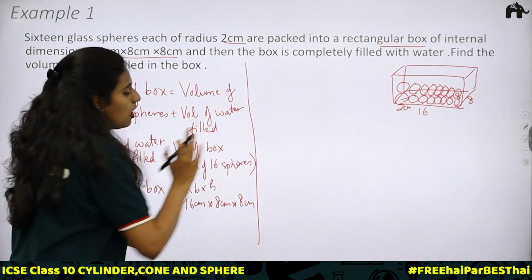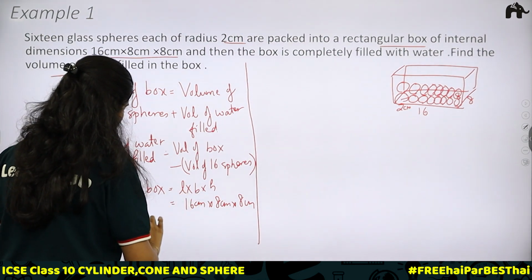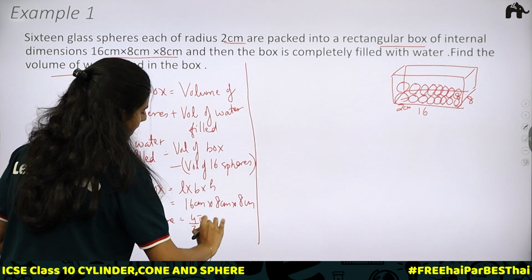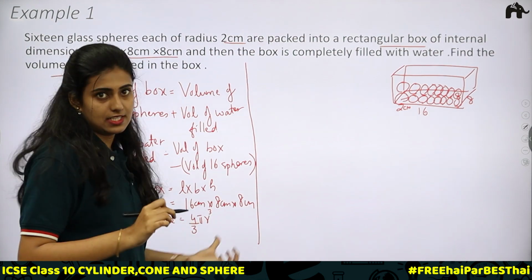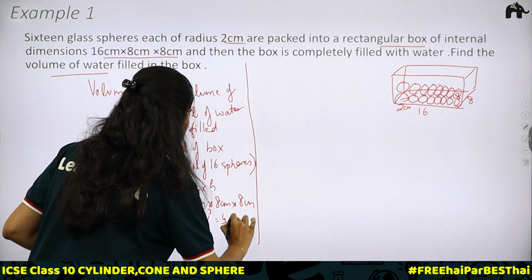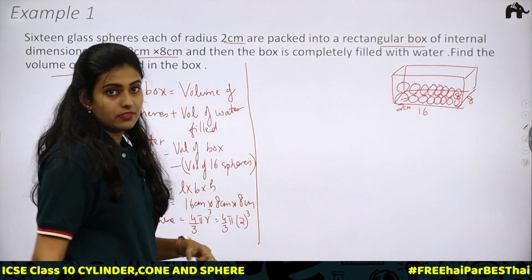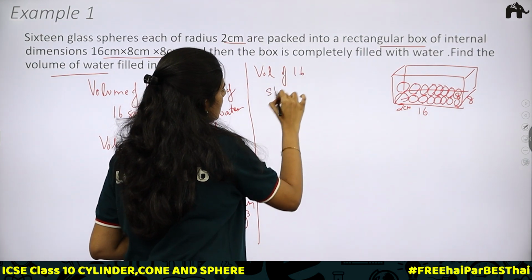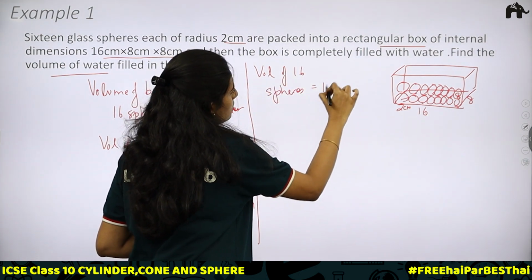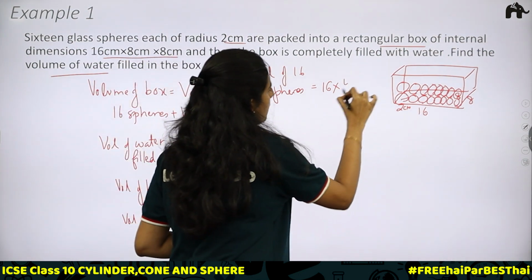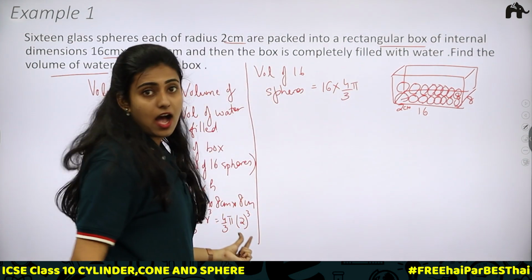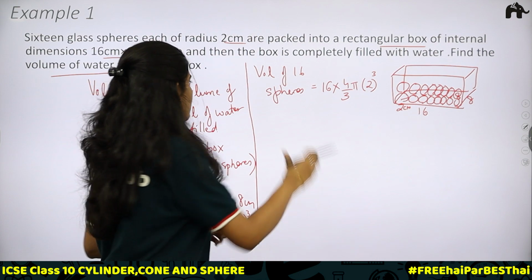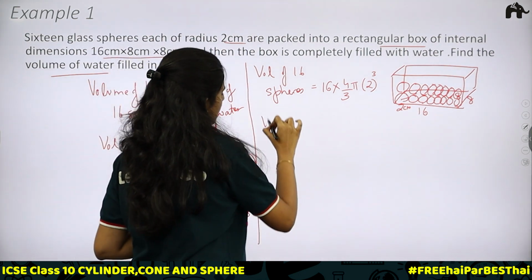Then we need the volume of 16 spheres. Volume of sphere is equal to 4 by 3 pi r cube. Here radius is 2 cm. Therefore, 4 by 3 pi 2 cube. We have 16 such spheres. Therefore, volume of 16 spheres is equal to 16 into 4 by 3 pi r cube, 2 cube.